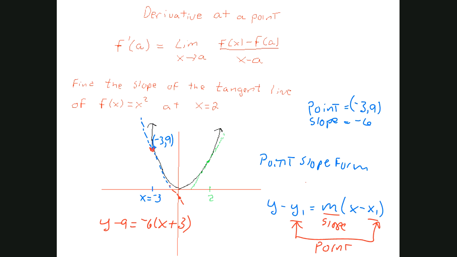Now, if I asked you to write the equation of the tangent line in slope-intercept form, guess what? I would still do it in point-slope form, and then I would just rewrite it. Now I have it in point-slope form. If I wanted to write it in slope-intercept form, I would just multiply through here. So I'd have y minus 9 is equal to -6x minus 18. And then I would add 9. I'd bring that 9 over here. So I have y is equal to -6x minus 9.